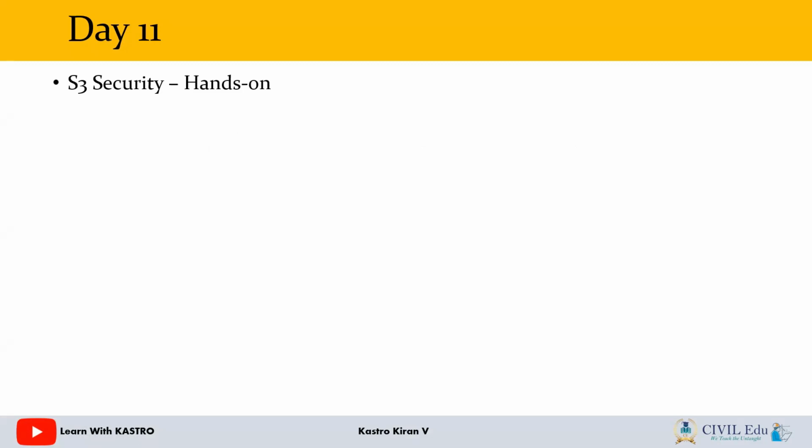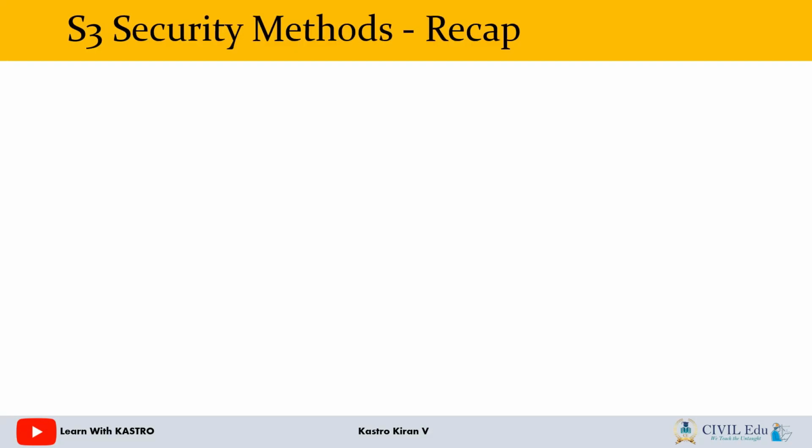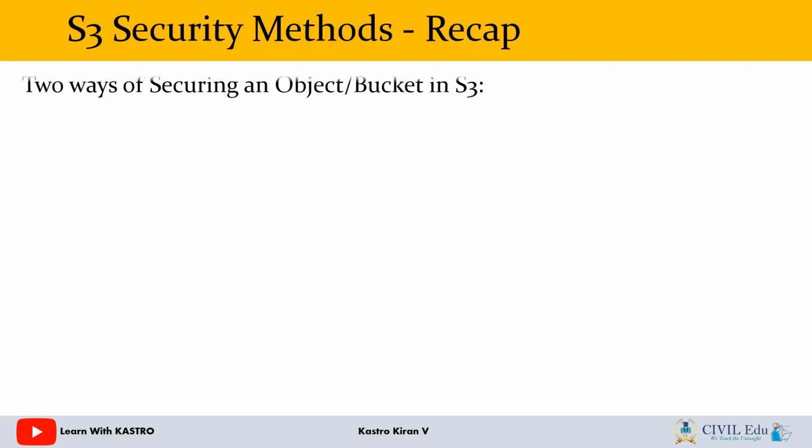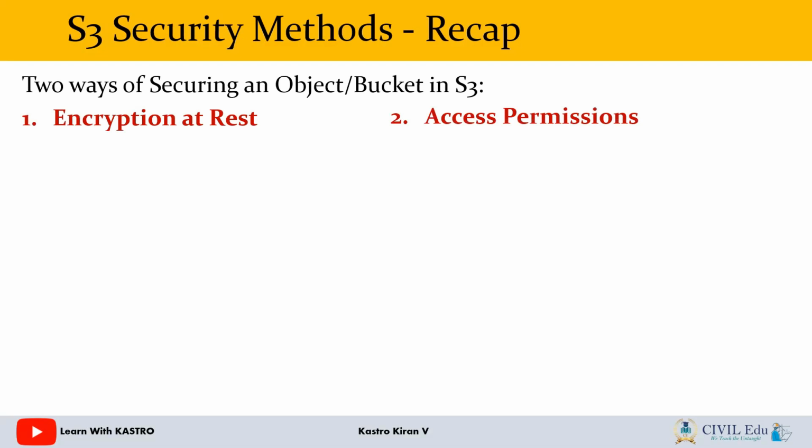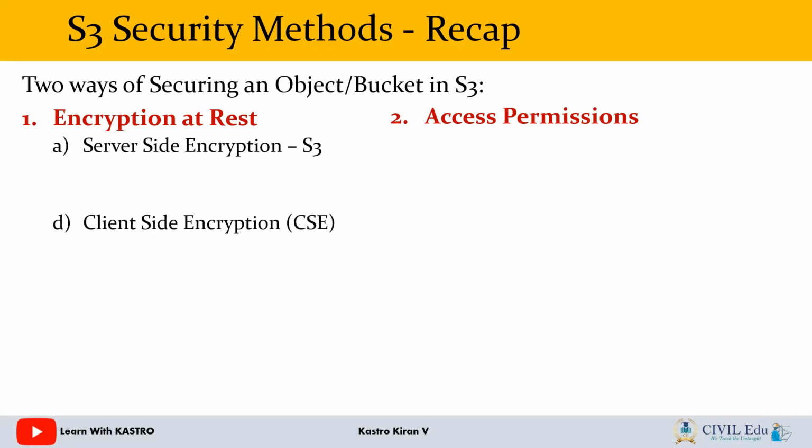Let us have a quick recap of what we have discussed in the last video. We have known that there are two types of security methods that are available. The first one is known as encryption at rest, and the second one is known as access permissions. In encryption at rest, we have two subcategories. The first one is known as server-side encryption, and the second one is known as client-side encryption.